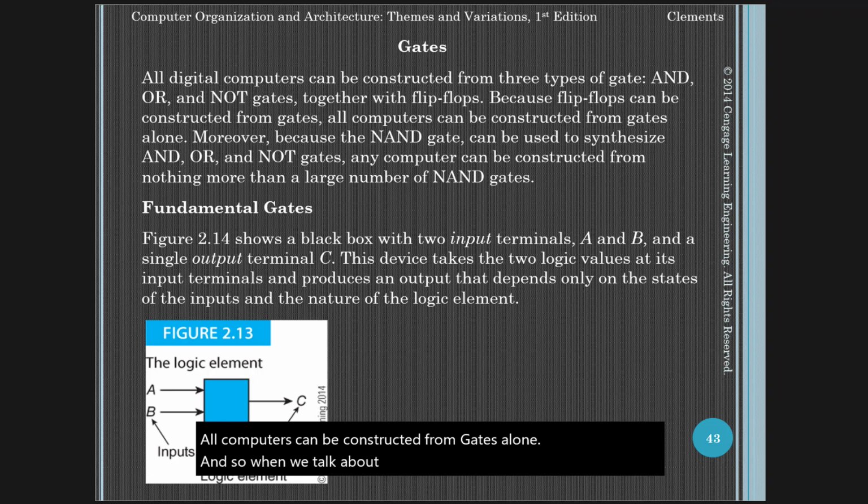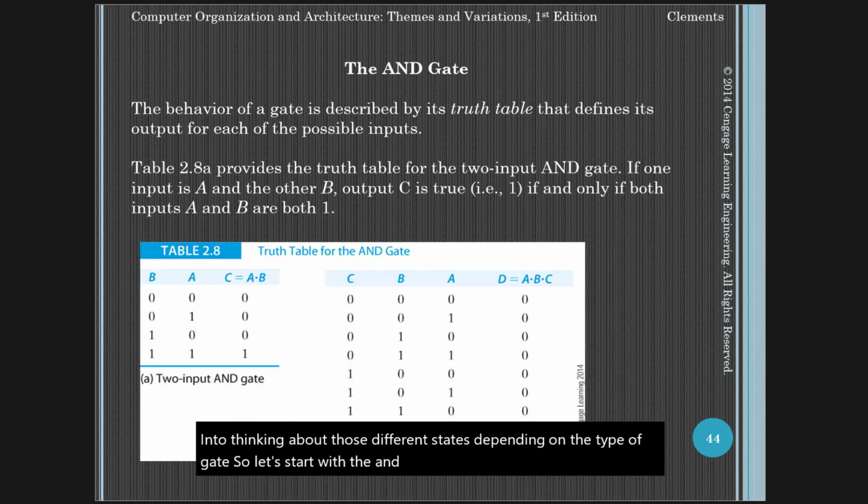And so when we talk about our fundamental gates, right, we look at our figure here, this black box with 2 inputs. A and B, right, are inputs into the box, and a single output, which is C. So this device takes 2 logic values at the input and produces an output that depends only on the states of the inputs and the nature of the logic element. At any time, the inputs and outputs can only be in one of 2 states, 0 or 1. Right? And so this is where we get into thinking about those different states depending on the type of gate. So let's start with the AND gate.